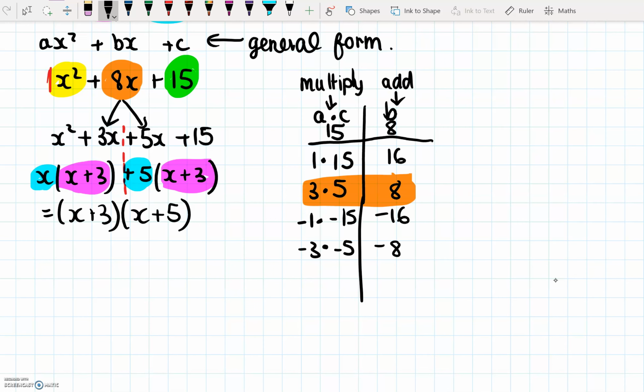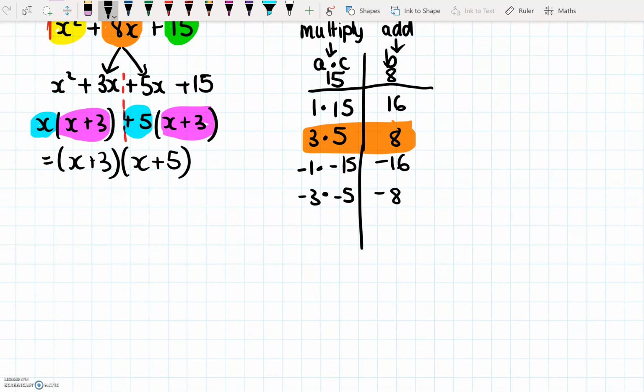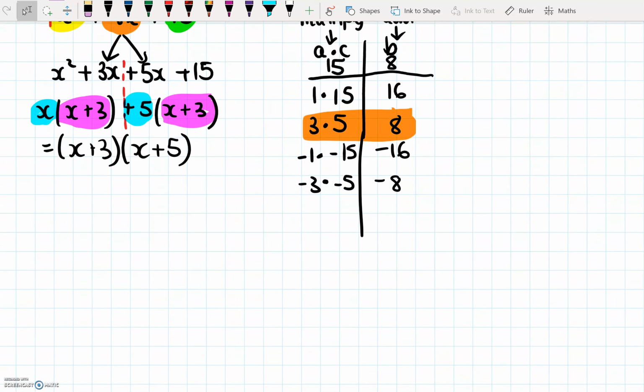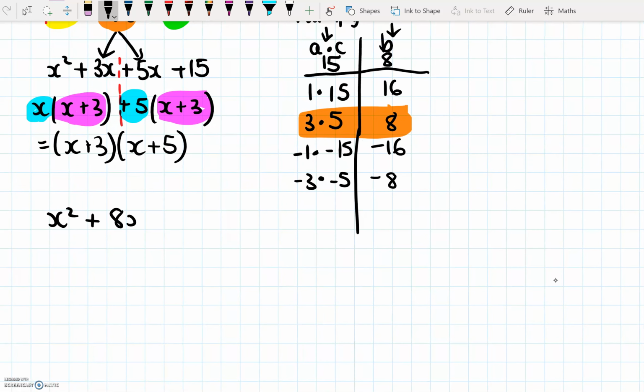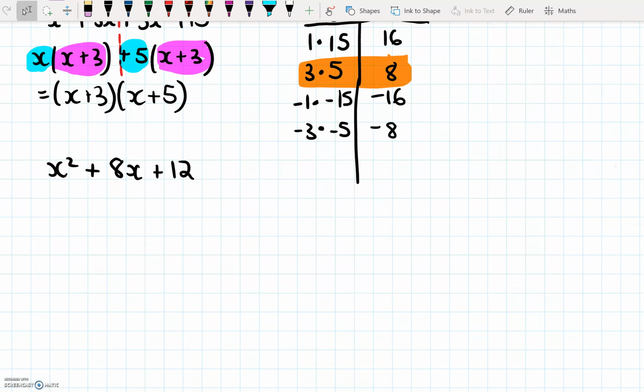Okay, to start with, they're all going to be quite easy. We're going to stick to ones where they're all positive. But later on it will get a little bit harder. So let's try another one. Let's try x squared plus 8x plus 12. Okay, another nice and easy one for you.